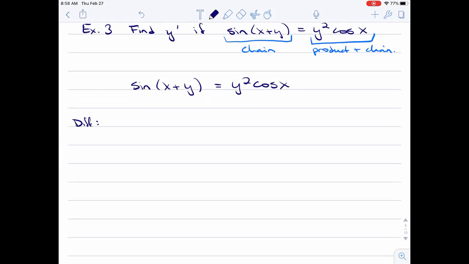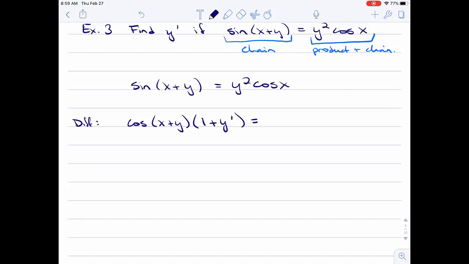But if we have the chain rule, right, we've got sine on the outside and then x plus y on the inside. So then the derivative of sine is cosine evaluated at the inside. So the cosine of x plus y times the derivative of the inside. Well, that's just the sum of x plus y. The derivative of x is 1, and the derivative of y is y prime. That's the left-hand side done.